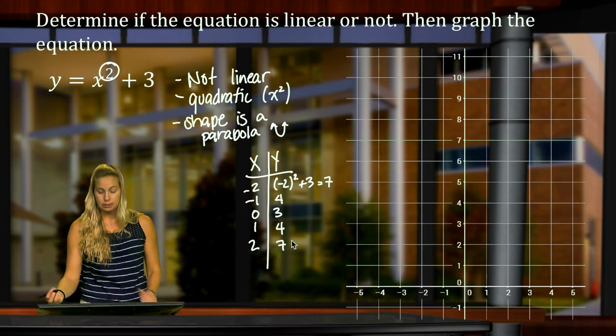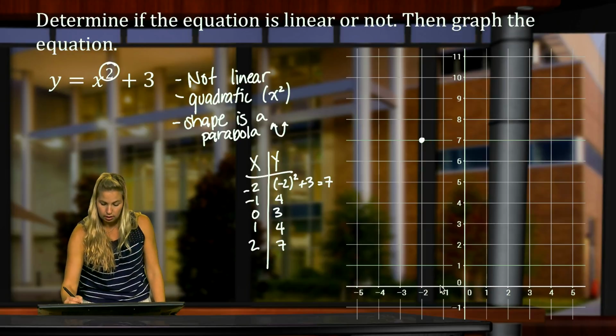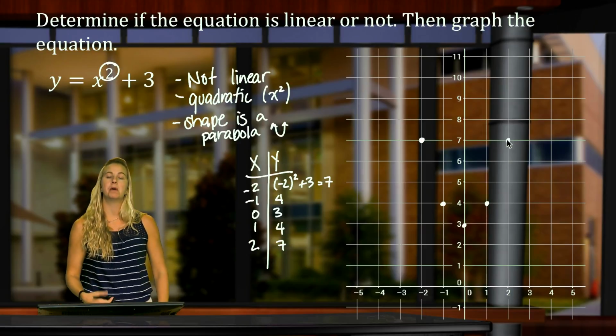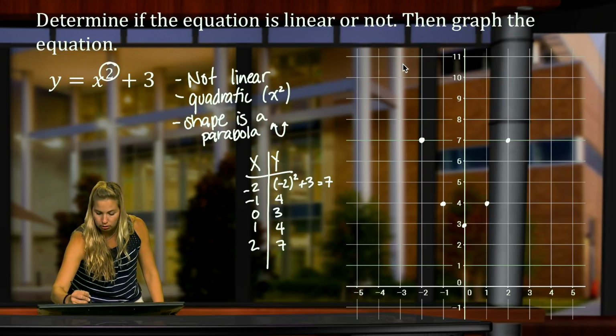So when I go to plot these points, we have -2, 7, -1, 4, 0, 3, 1, 4, 2, 7. And I can see that these points are creating a shape that looks like that parabola. So I feel like I'm on the right track.